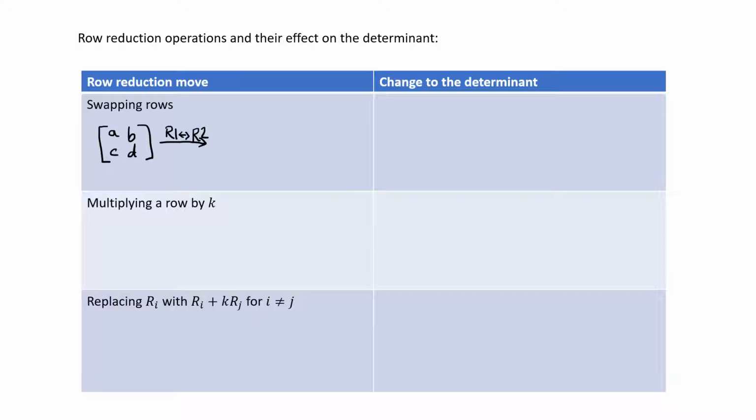So if we have the matrix A, B, C, D, and we swap row 1 and row 2, we end up with the matrix C, D, A, B. And let's see what happens to our determinant. We start with determinant AD minus BC, and after swapping, our determinant is BC minus AD. So the effect was we multiply our determinant by -1.